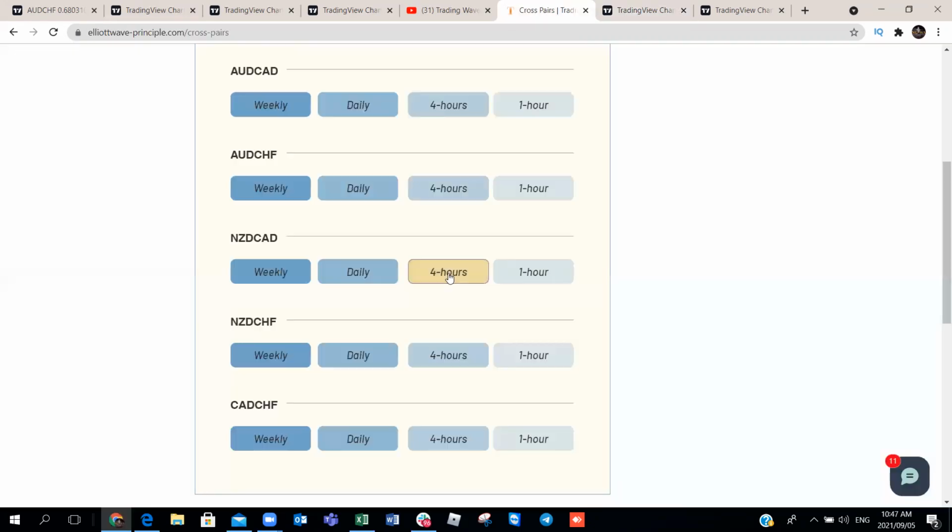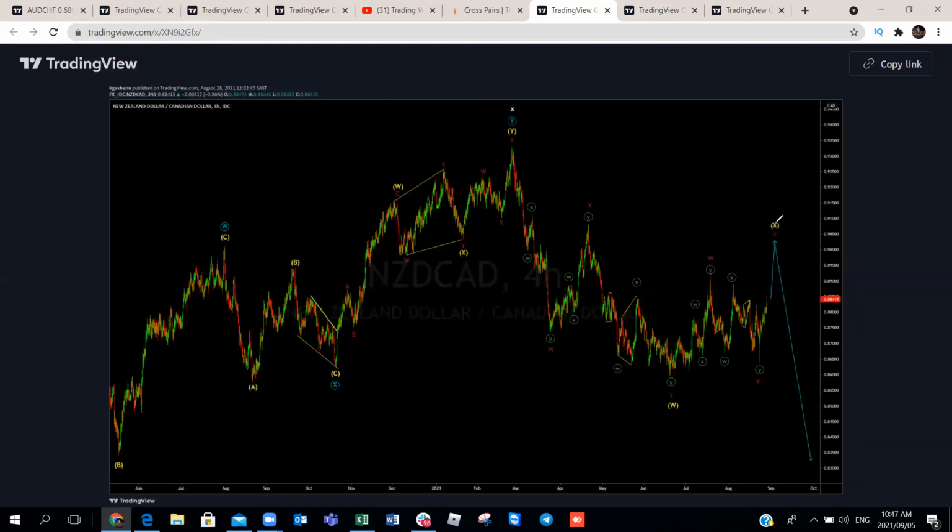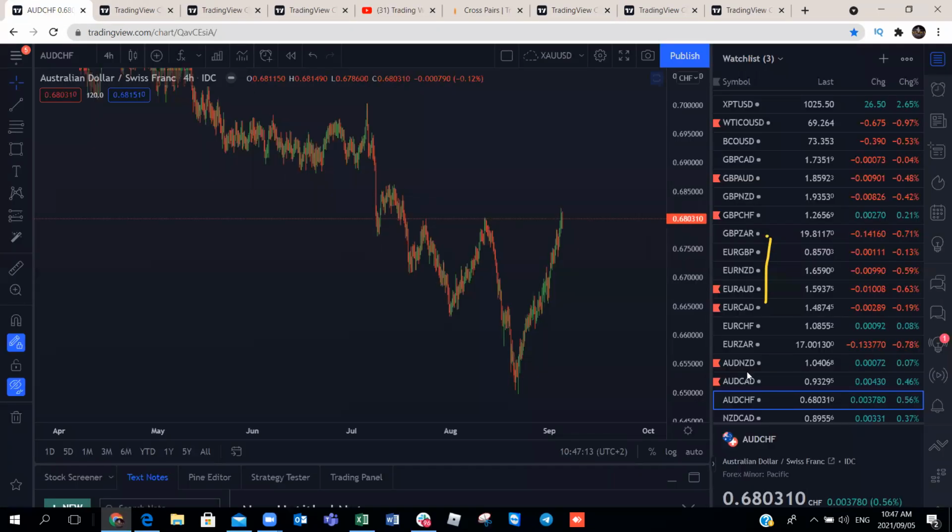Right, next one is New Zealand CAD. Similarly, we want New Zealand CAD to continue pushing to the upside and pull back here. So let's have a look at New Zealand CAD.